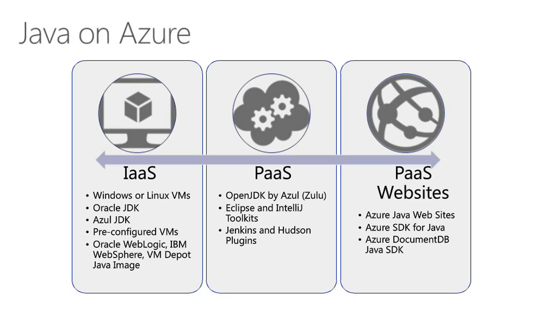You can download the Oracle JDK, the Azure JDK. These are pre-configured. If it's platform as a service, through our Java SDK support, you can use Eclipse and IntelliJ to program your Java application and deploy on our platform as a service. We also have Jenkins and Hudson plugins for using our platform as a service services, things like Azure Storage.